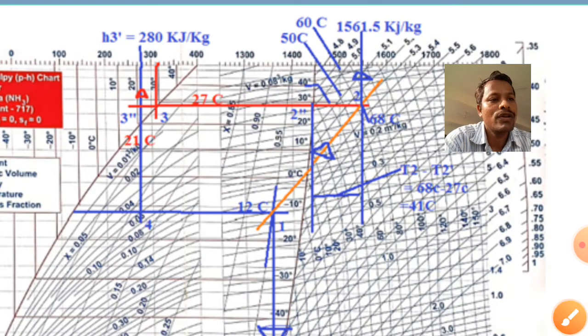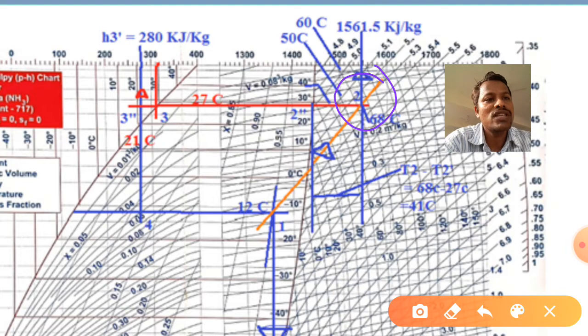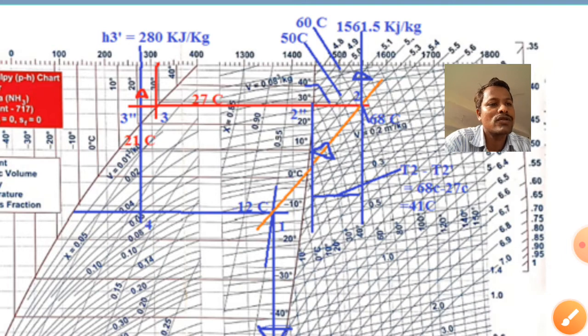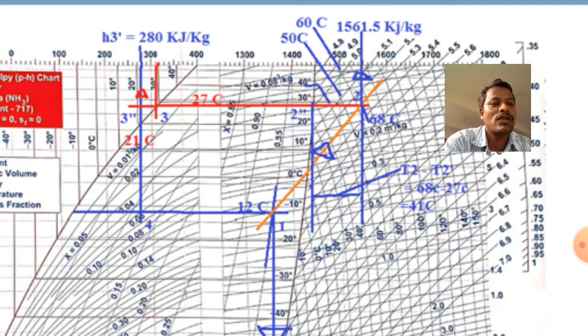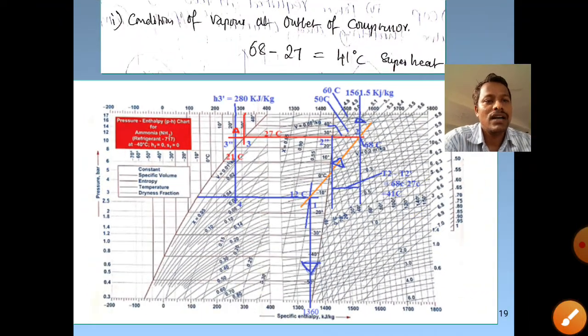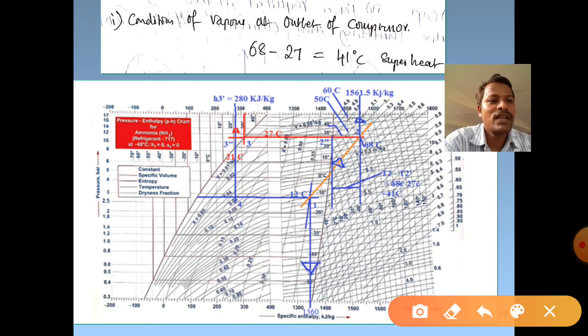We are sure that since state 2 is in the superheated vapor zone, beyond the dry saturated vapor line, it is superheated vapor. So therefore state 2 is superheated. By how many degrees has it been superheated? That is the condition of the superheated vapor at the outlet of the compressor. Now here it is superheated from between 68 degrees Celsius and what is the condenser temperature? The condenser temperature is 27 degrees Celsius.